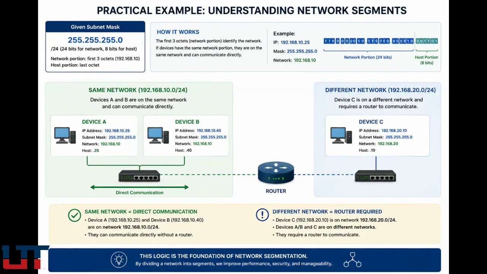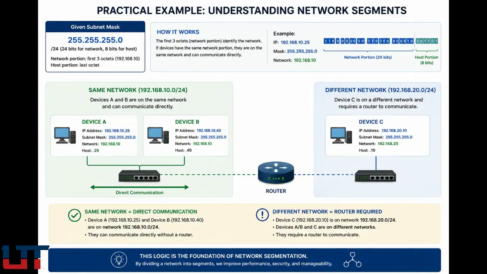Let's take a practical example. Assume you have 3 devices. Device A at 192.168.10.25 with a mask of 255.255.255.0. It's on network 192.168.10. Device B at 192.168.10.40 with the same mask is on the same network and communicates with device A directly.